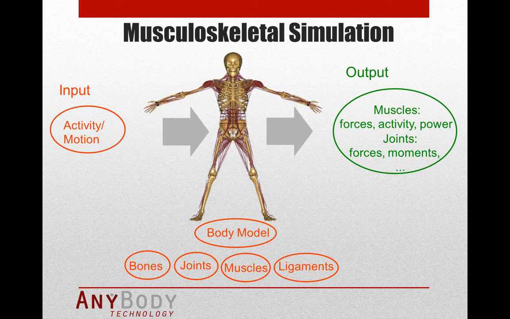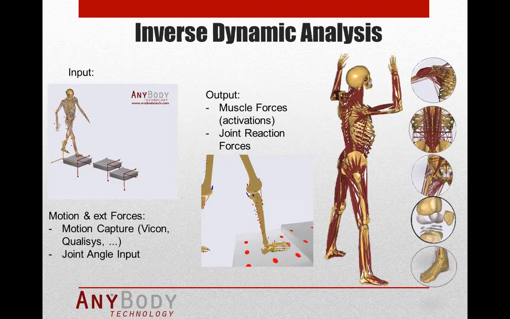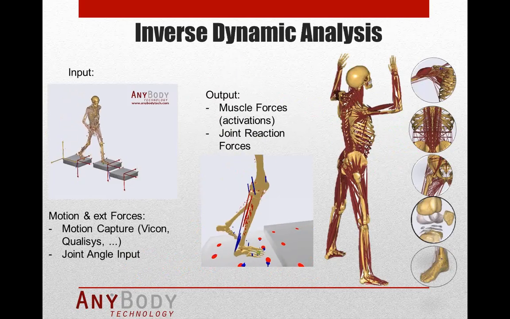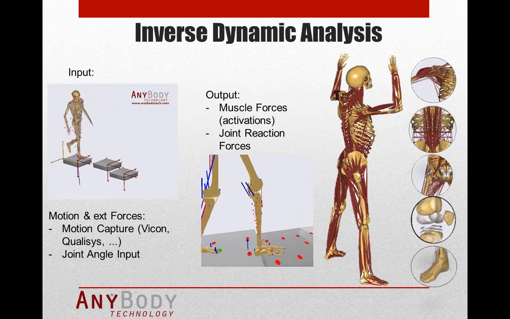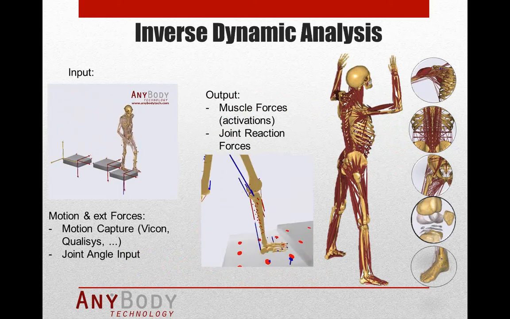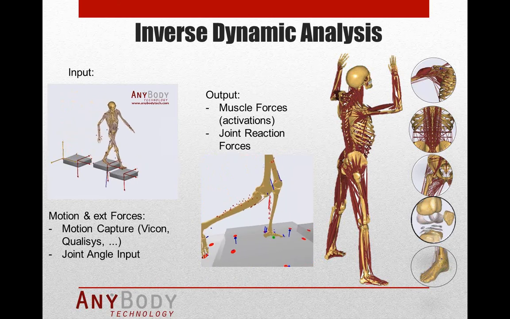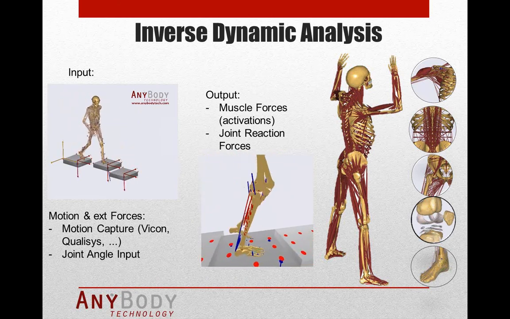Musculoskeletal simulation in Anybody means that as input we need an activity, so a motion. We have a body model containing bones, joints, muscles and ligaments, and as output you get the internal forces of the muscles, muscle activity, power, and for the joints you get forces and moments. You could also get interaction forces between the subject and the environment. This principle is called inverse dynamics. Once again, on the left side the input is motion and external forces, and the output is muscle forces and joint reactions, so everything that's going on inside the human body.